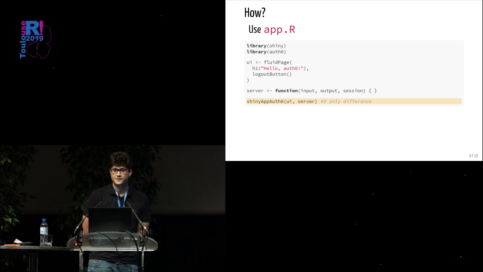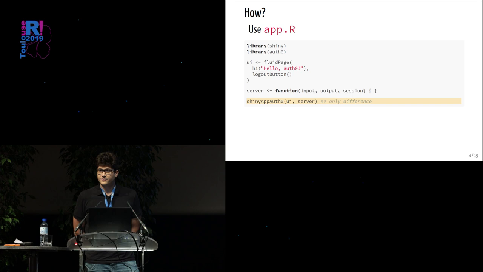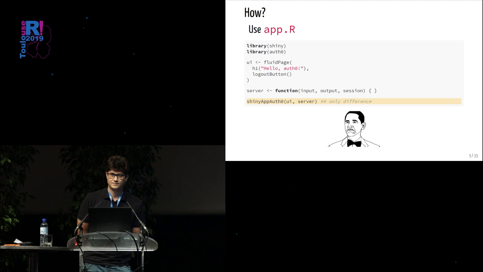How to use the package? You just create an app.R file, create your app normally. You load the auth0 package, and you need to change the shinyApp function to this shinyAppAuth0 function. And that's it. You just need to do that. Pretty awesome, huh? But maybe you need to make some more configurations to connect with the Auth0 provider.